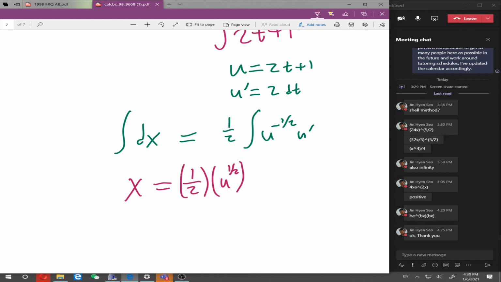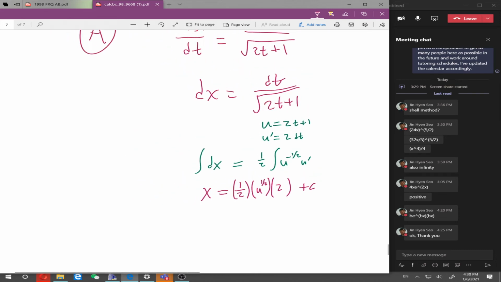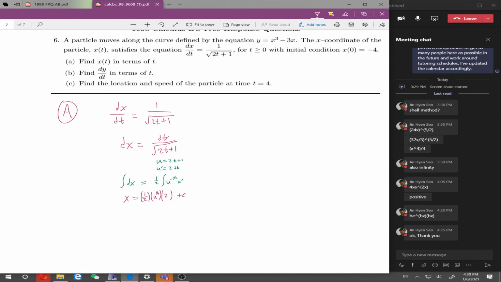Okay, you added 1 to the power, and I need to divide by the new power? Times 2. Times 2, perfect. I also didn't put a plus c on the other side, so I'm going to throw a plus c on this side, since we are integrating indefinitely for now.